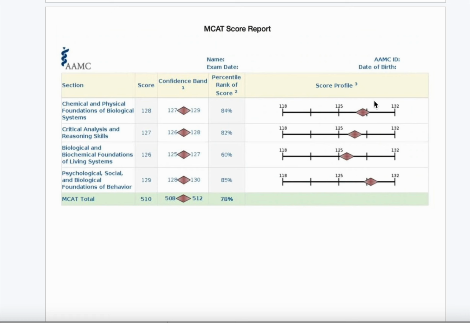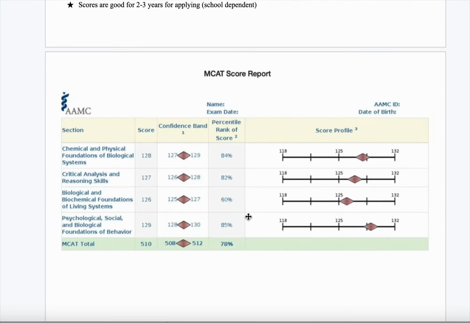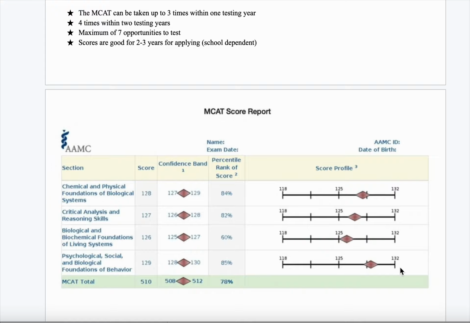It'll show you the median rank over here compared to other people. And then your MCAT total score is what is added up, and this is your section between there. So you're between a 508 and a 512 confidence band, and you're totally within the 78th percentile of all test takers of that exam. These score breakdowns are presented to you for AAMC practice exams as well as your real exam.